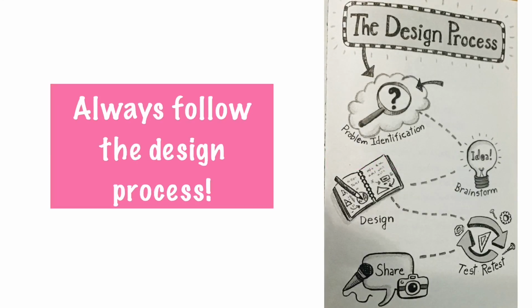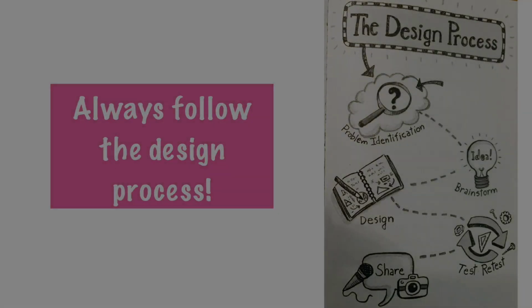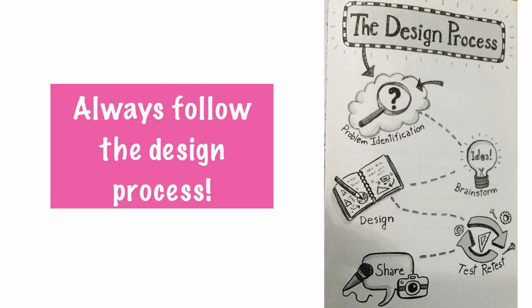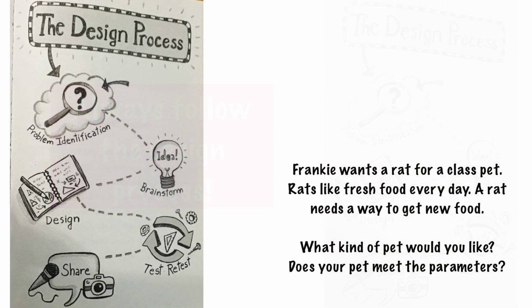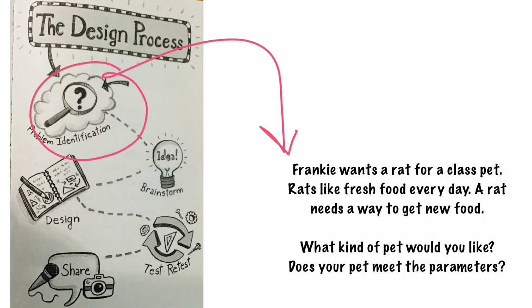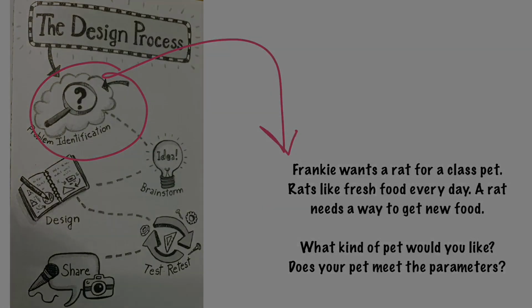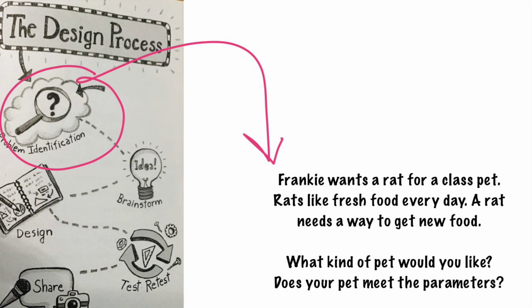Whenever you are going to invent something, you need to follow the design process: problem identification, brainstorm, design and build, test and retest, and share. The first thing you need to do is define your problem. That's going to start with you deciding what kind of pet you want. Do you want a gecko, a fish, a capybara? Frankie wants a rat, and rats need new food every day, so that's her problem. She needs to find a way to get that rat fresh food every day.